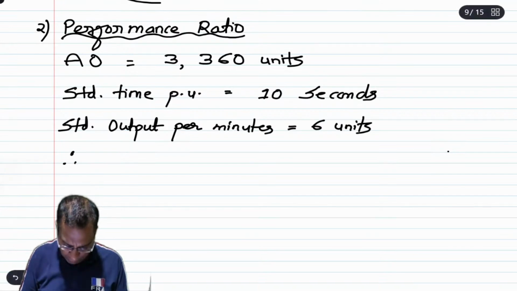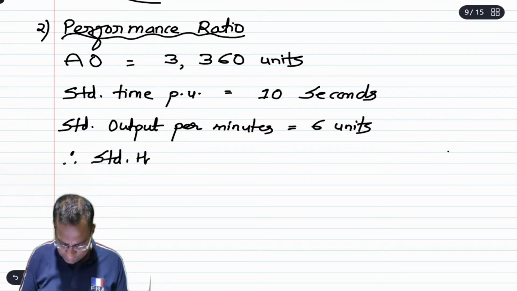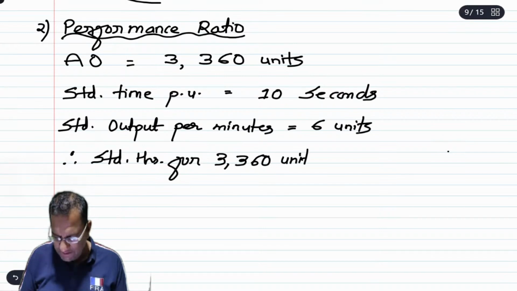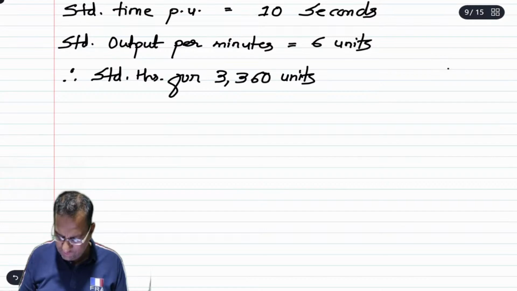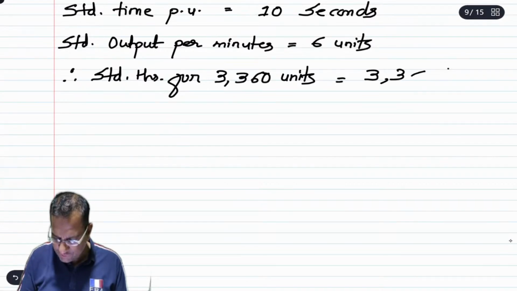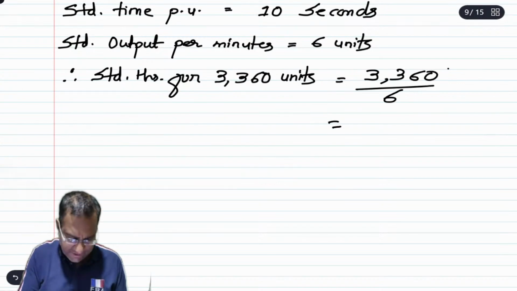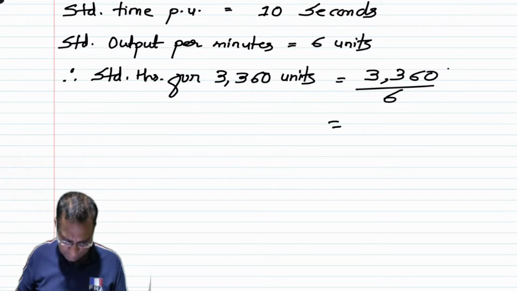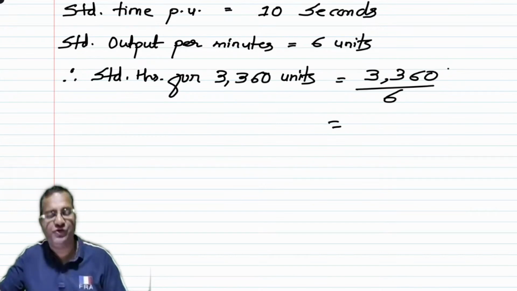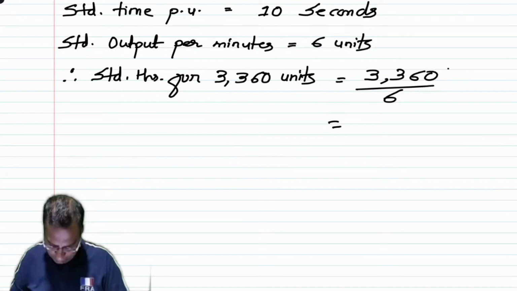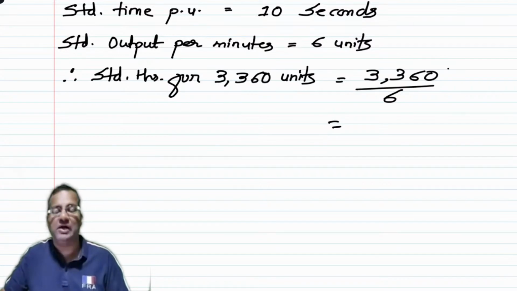Okay. Therefore, standard hours for output of 3360. How many hours are required to manufacture this output of 3360? So it's 3360 divided by 6 units per minute. Divide कीजिए, कितना आ रहा है? So 3360 divided by 6 is 560 minutes required for manufacture of 3360 units.